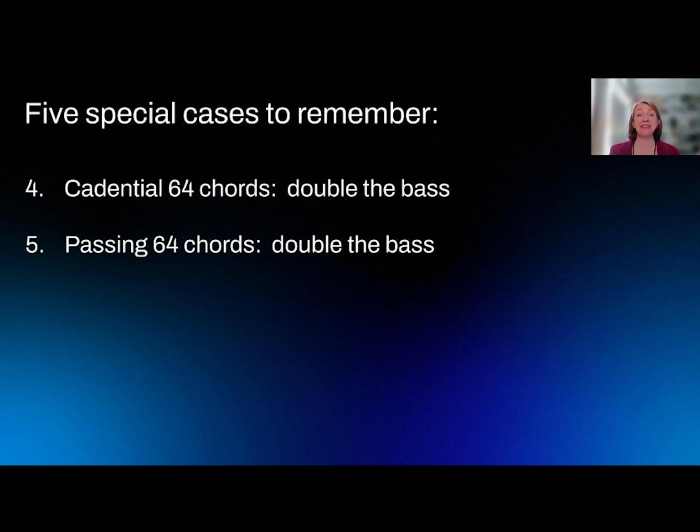Your fourth special case is in a cadential 6/4 chord. Always double the bass because the fourth above the bass and the sixth above the bass are both behaving as tendency tones. And your final special case is that if you have a passing 6/4 chord, double the bass. Let's take a look at all of those.